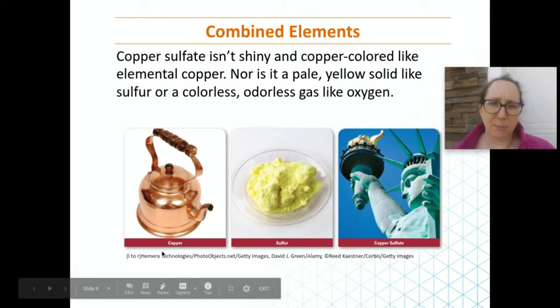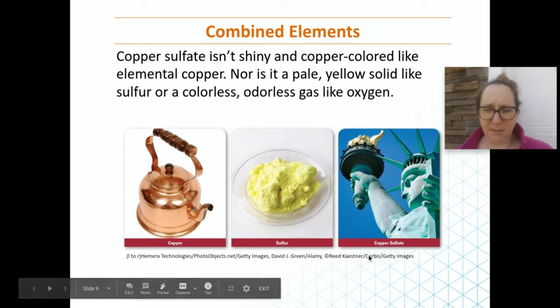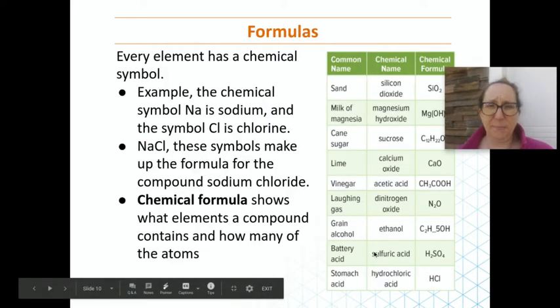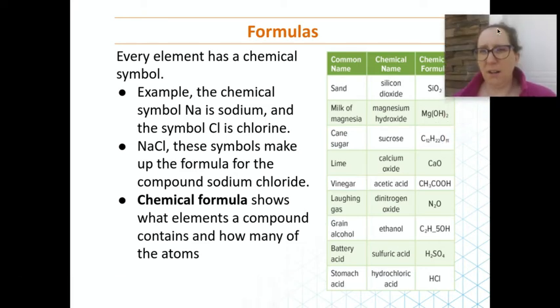Okay, but if you notice, copper is this beautiful color, sulfur is this yellow color and stinks terribly, and then when they combine to form a compound, you get something that's a really cool green color. Okay, so the qualities of the elements in a compound have very little to do with what the actual compound will be. Okay, so we use formulas, and you can see some of them over here.